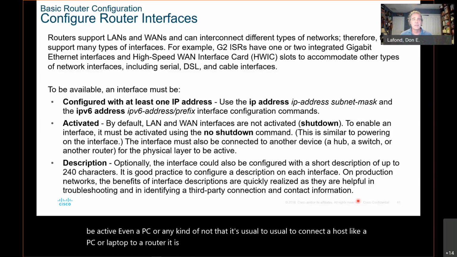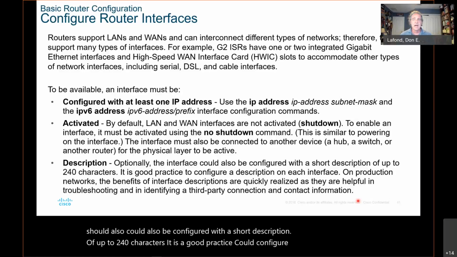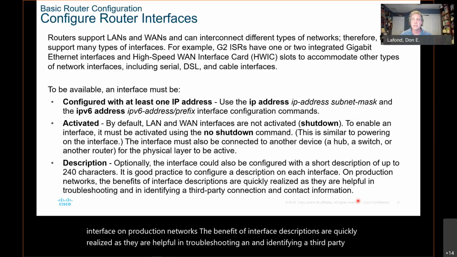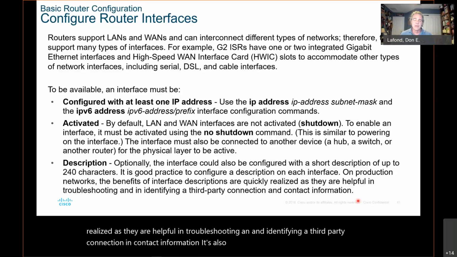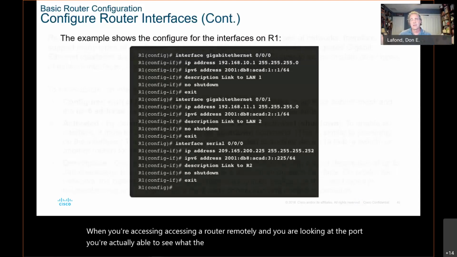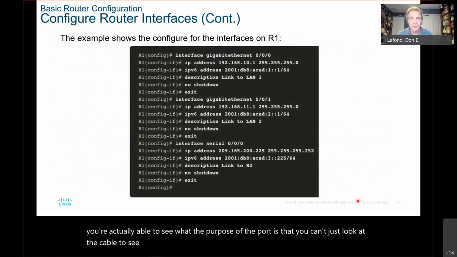Description. Optionally, the interface could also be configured with a short description of up to 240 characters. It is a good practice to configure a description on each interface. On production networks, the benefit of interface descriptions is quickly realized, as they are helpful in troubleshooting and in identifying a third-party connection and contact information. It's also helpful when you're accessing a router remotely and you are looking at the port, you're actually able to see what the purpose of the port is. You can't just look at the cable to see where it's going.